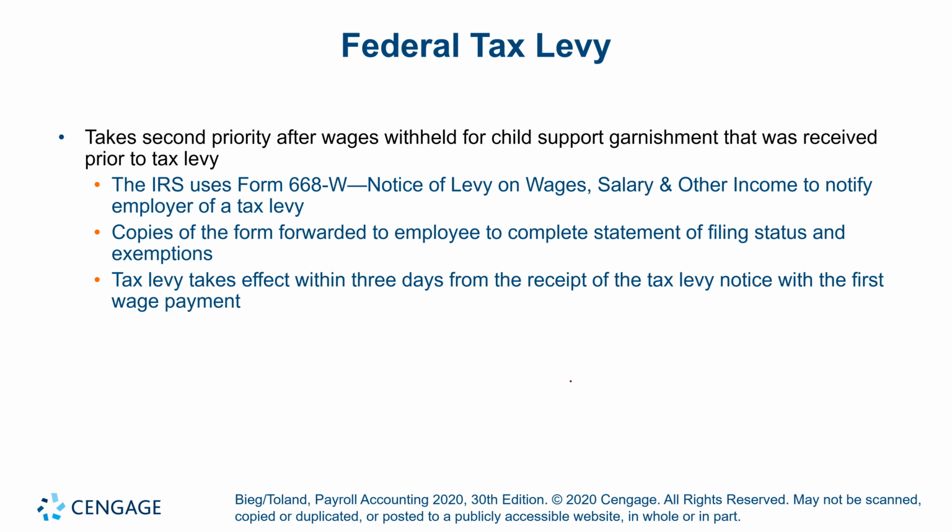Okay, a federal tax levy takes second priority after wages withheld for a child support garnishment that was received prior to the tax levy. The IRS uses Form 668-W, Notice of Levy on Wages, Salary, and Other Income, to notify the employer of a tax levy. Copies of the form are forwarded to the employee to complete a statement of filing status and exemptions. A tax levy takes effect within 3 days from the receipt of the tax levy notice for the first wage payment.